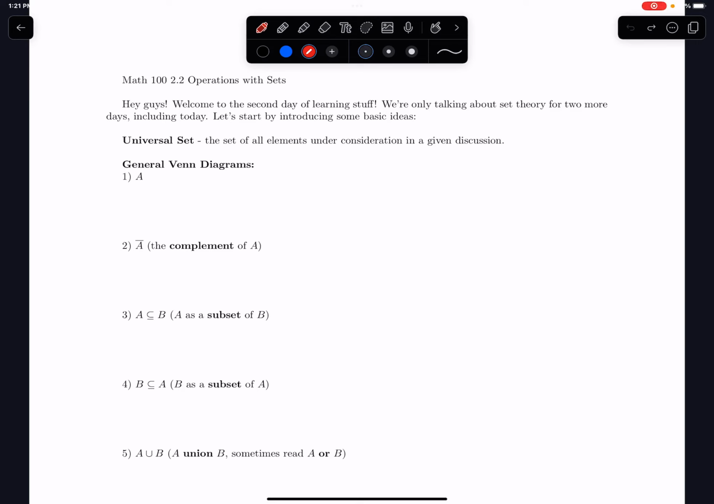Hey guys, welcome back to Math 100. This is 2.2, operations with sets. This is the second day we're spending on set theory. Set theory is just a theory about sets.